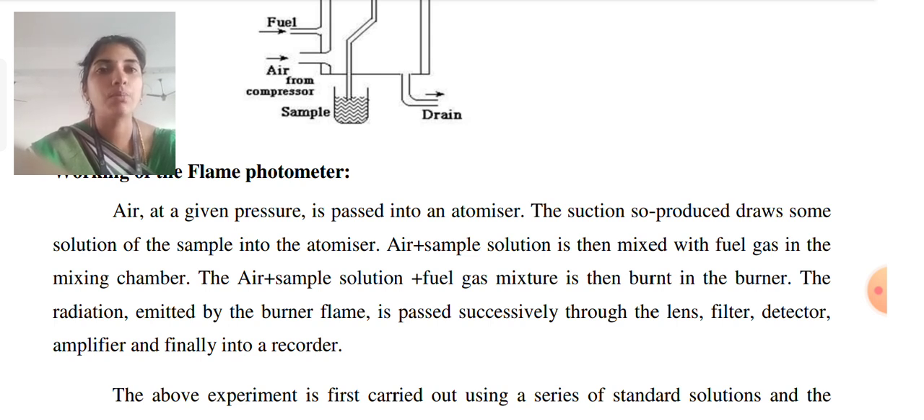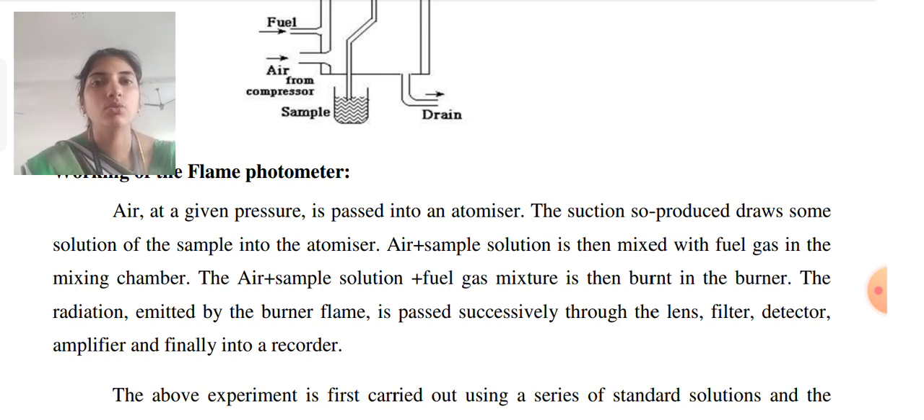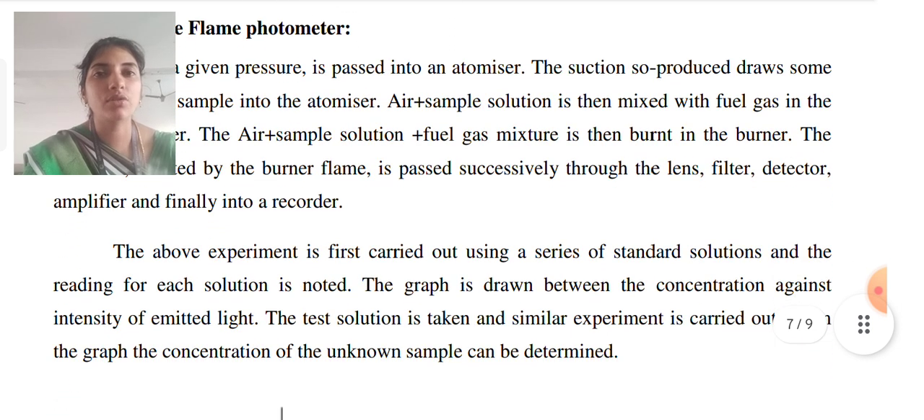The air plus sample solution plus fuel gas mixture is then burnt in the burner. The radiation emitted from the burner flame is passed successively through the lens, filter, detector, amplifier and finally into the recorder. So by using this recorder we can record the samples. The experiment is first carried out using a series of standard solutions and the reading for each solution is noted. The graph is drawn between concentration and intensity of emitted light.